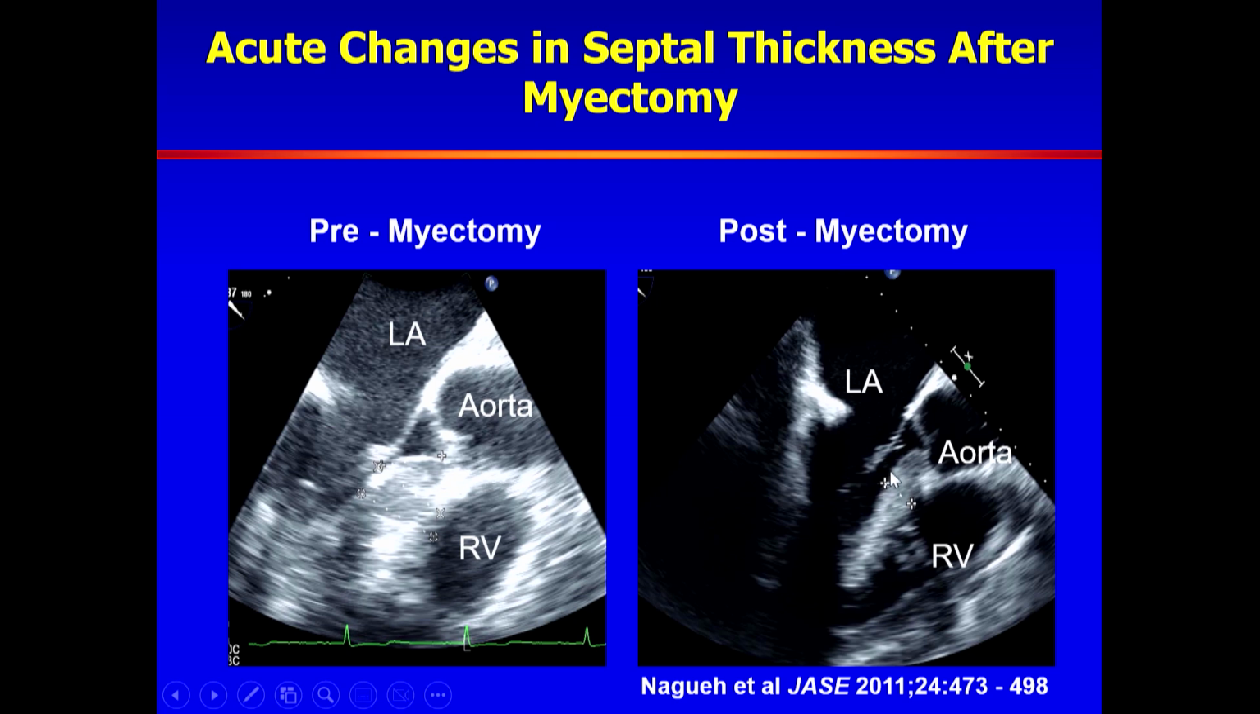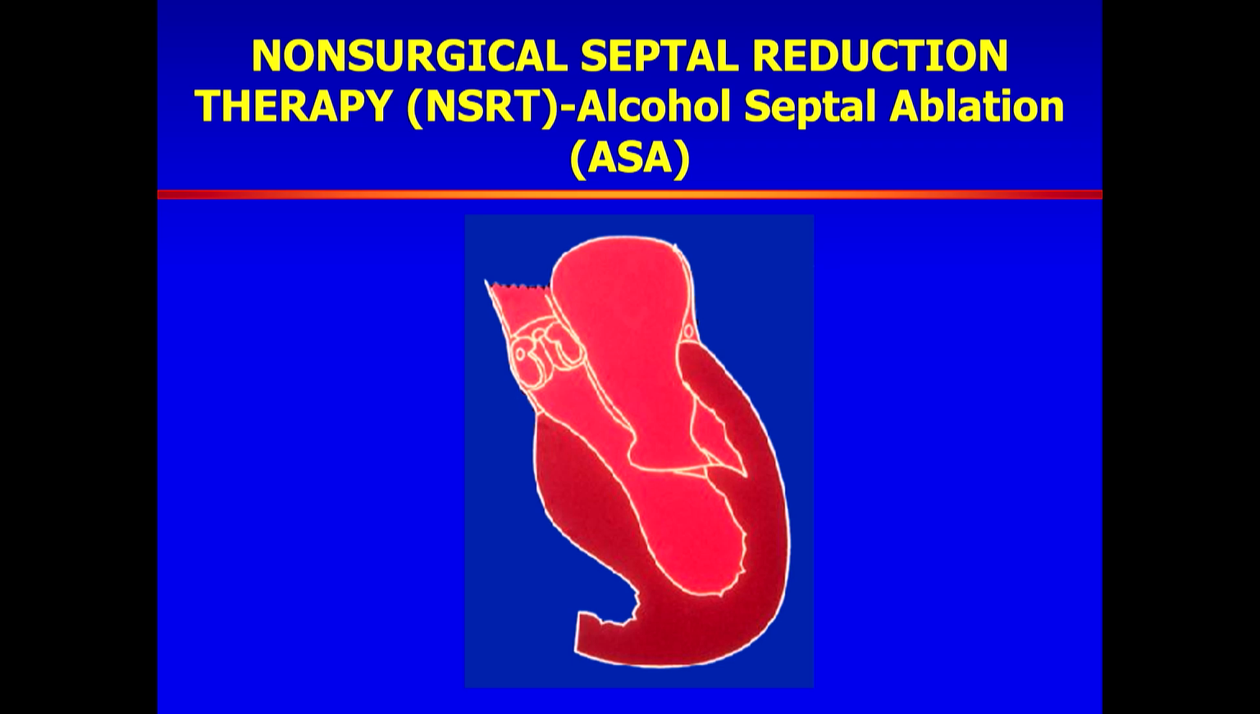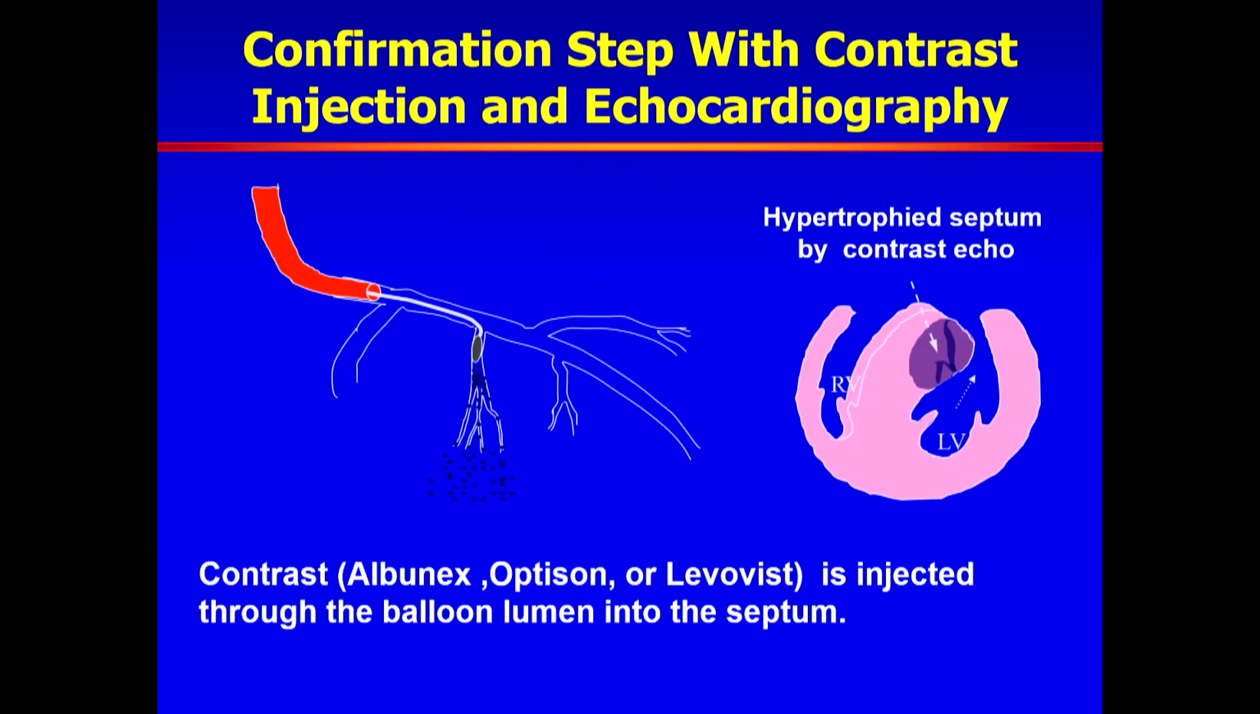Otherwise, you would end up resecting from here, and then the leaflet touches and causes obstruction more distally. We also use transesophageal echo. This is done by anesthesia to look for problems that can develop, for example, a ventricular septal defect, which is not present here. Alcohol septal ablation is done with transthoracic echocardiography, sometimes with transesophageal echo.